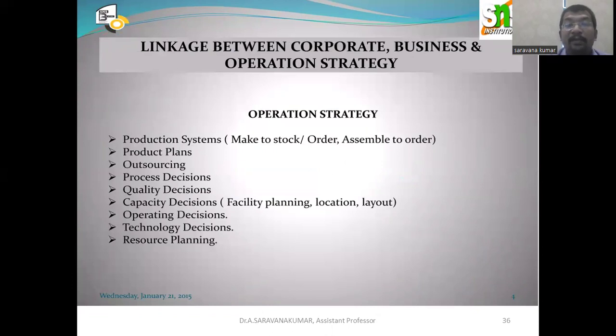Linkage between corporate, business, and operation strategy. So how do we link each operation? First one is the production system: make to stock, inventory, order, assemble to order, related to the production system. We are using the production strategy, and also product plan, outsourcing, process decision, quality decision, capacity decision, facility planning, location and layout, operating decision, technology decision, and resource planning.